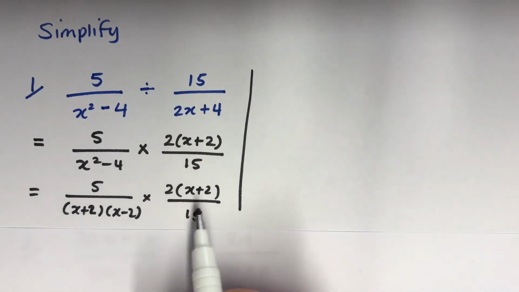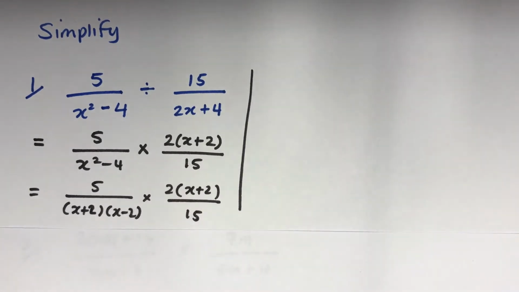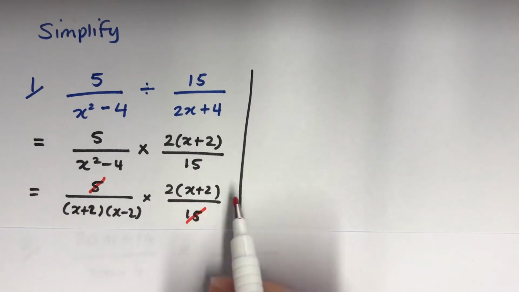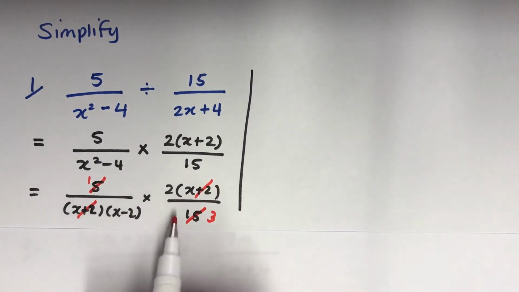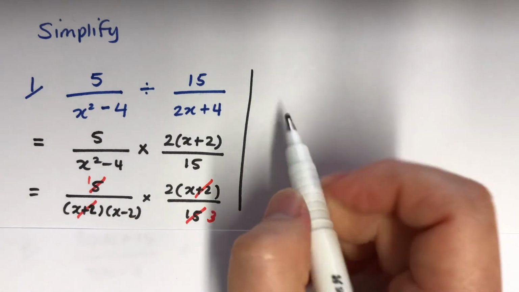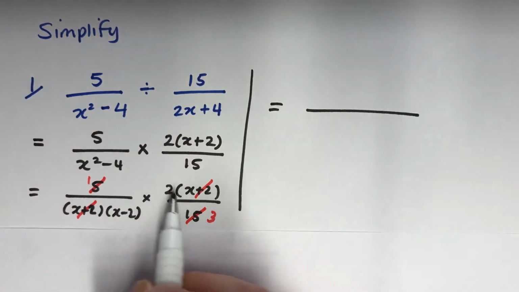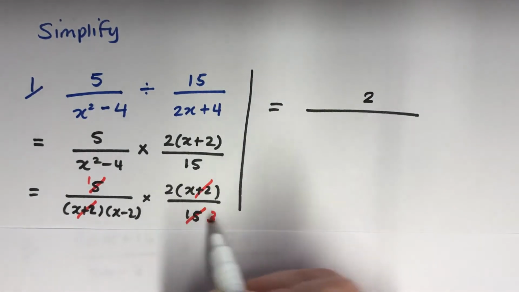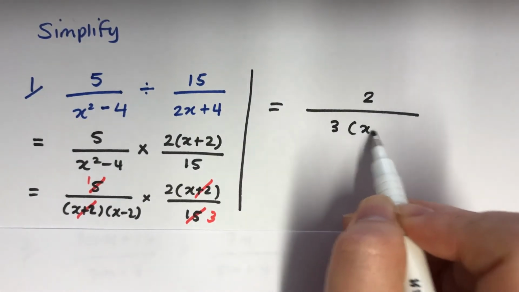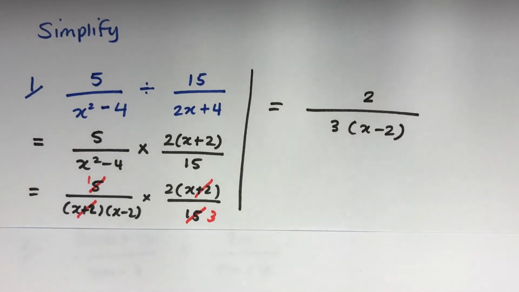Okay, and I can cancel something, so I'm going to use the red pen, 1 and 3, and then I can cancel that, and nothing left. So my final answer is, what I got on the top, the numerator, is a 2 left, and the bottom is a 3 and x minus 2. Okay, so that's my answer.